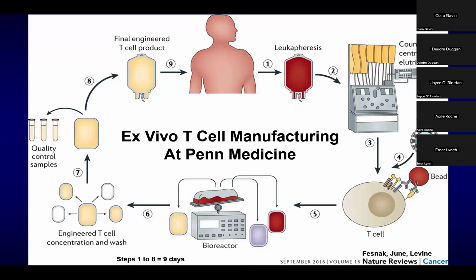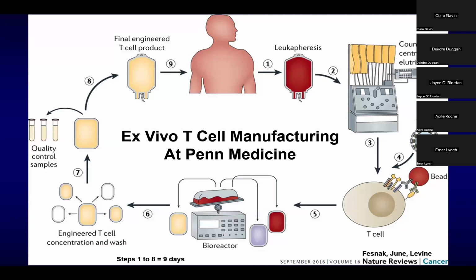How do we manufacture these CAR T cells? Well, we do it outside of the body. We collect white cells via leukapheresis. We can enrich or purify the cells that we want that are the T cells. We deliver that genetic material using the lentiviral vector.